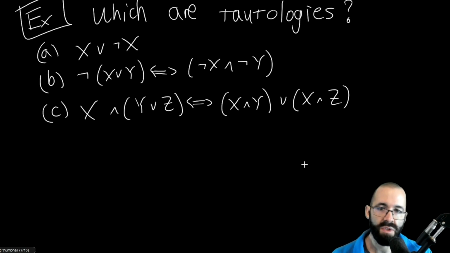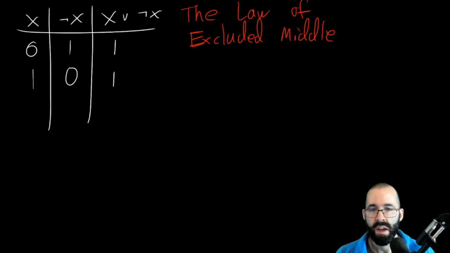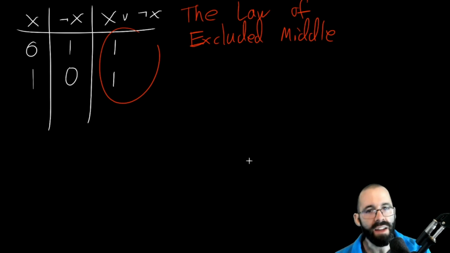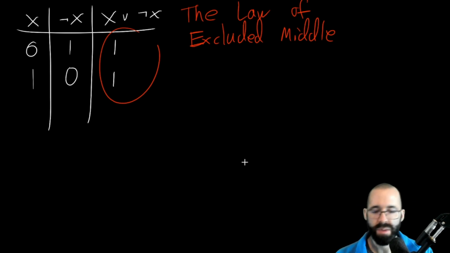So pause the video, do those out. I am not going to do these out during the video. So if you do the first one, you're going to see that X or not X is, of course, a tautology, right? It's always true. Either X or not X will always be true.